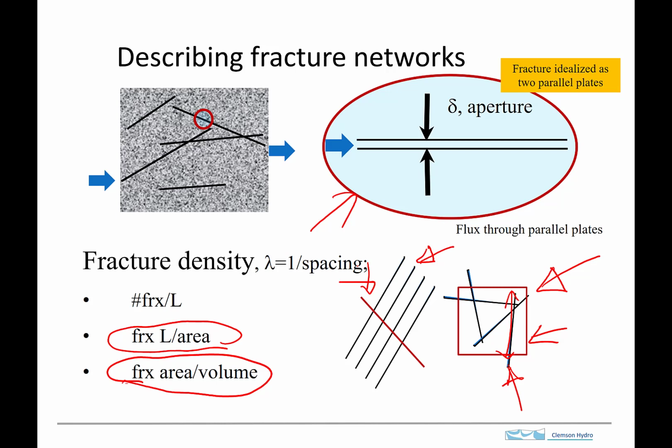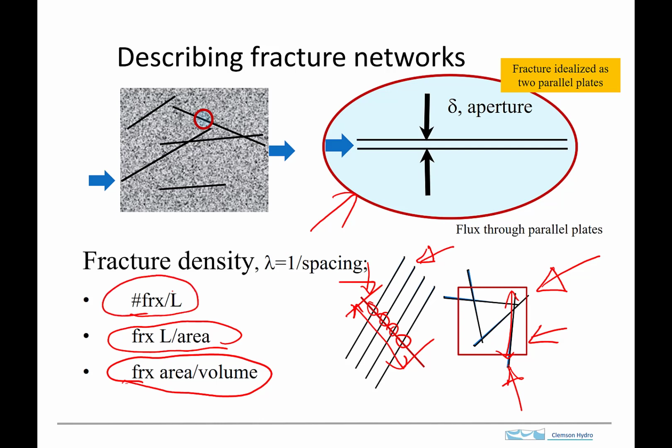And it could be that this is a borehole, and we look at the fractures that are intersected by that borehole, or maybe just a single traverse across an outcrop. But in any case, what we're going to get is the number of fractures per unit length along this line. And that would be another measure of the fracture density.